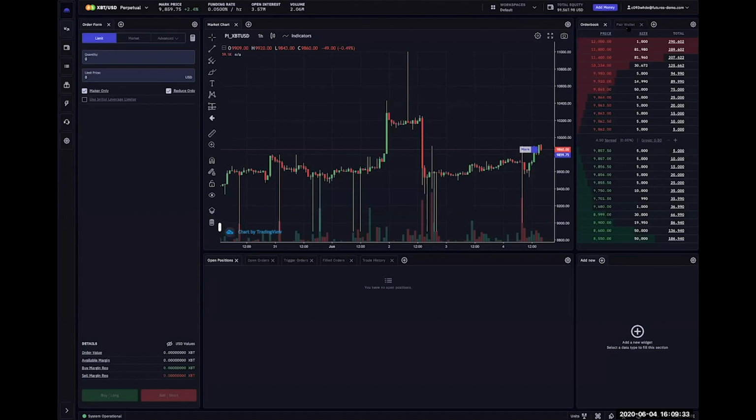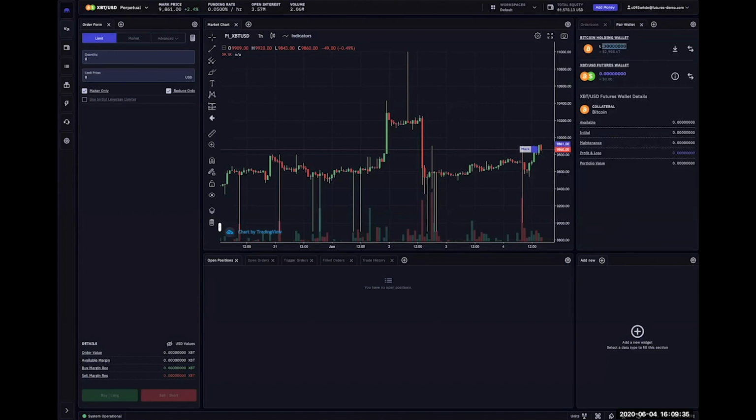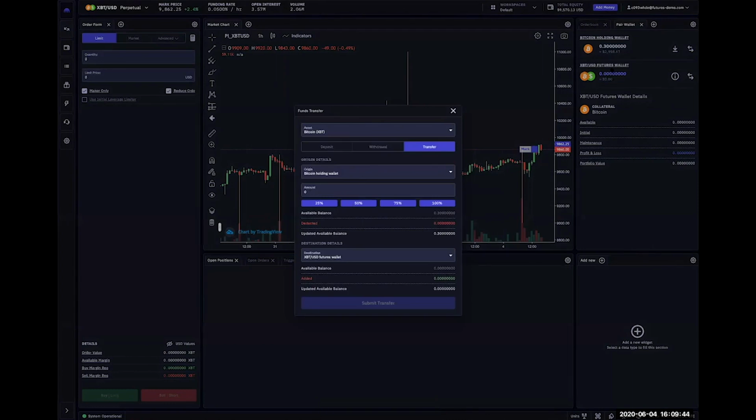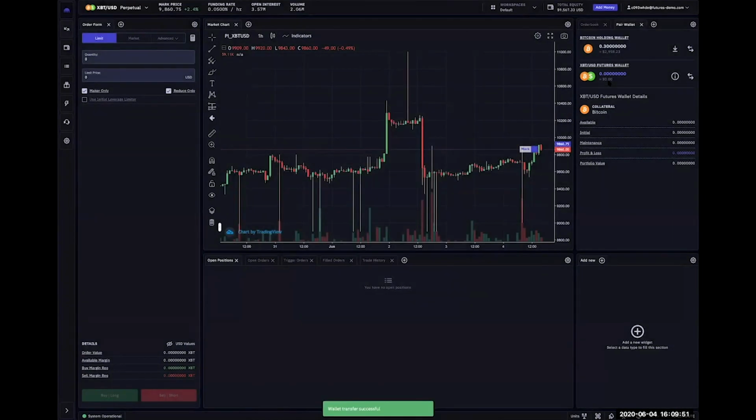So the first thing you need to do is move money from your holding wallet. The money in your holding wallet cannot be affected by your trading activity. You need to move that into your futures wallet. We've got $3,000 in it, so let's move a small amount over now. We've now got $739 in our futures wallet. Funds in your futures wallet are going to be used as margin for trading that token, and those funds are at risk. It's worth clarifying that you can never lose more funds than you have in your futures wallet.